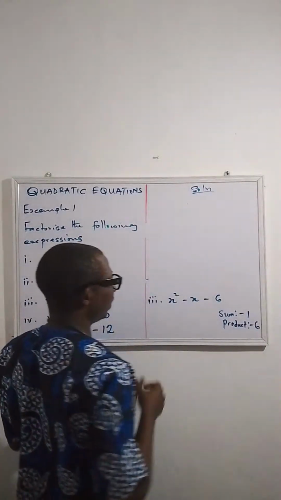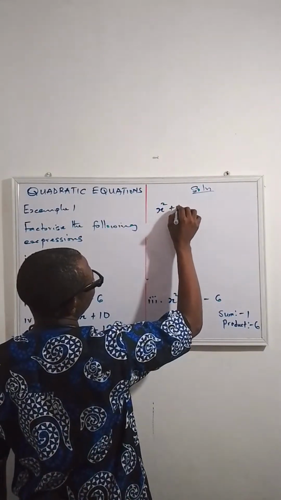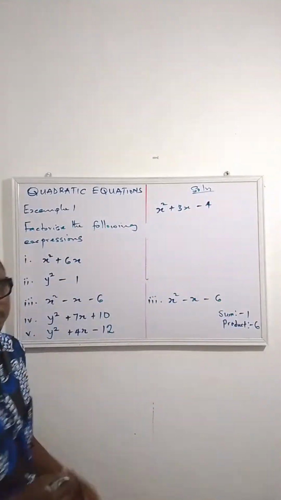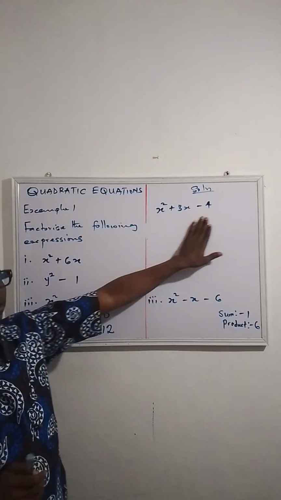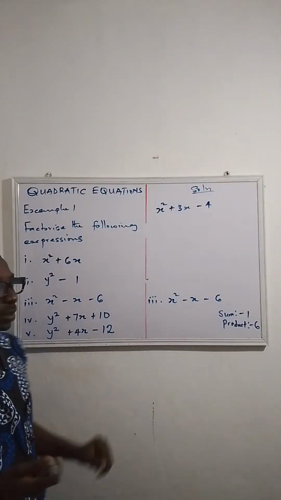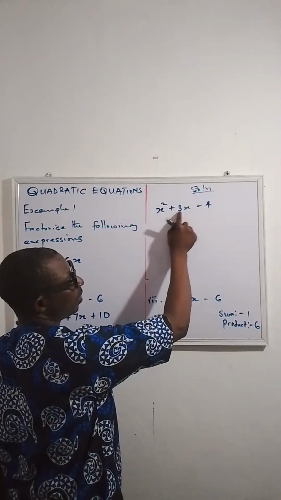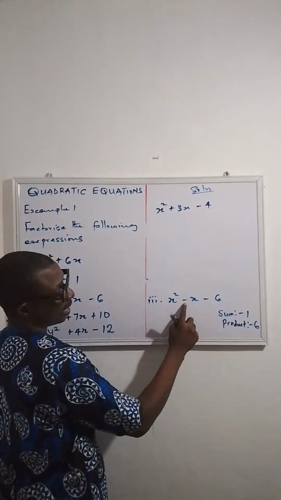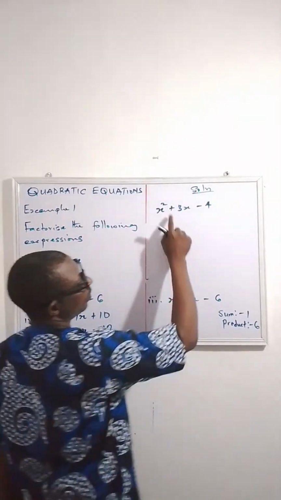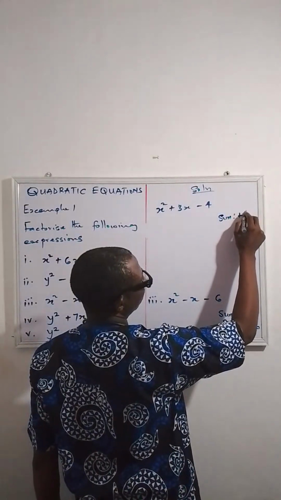Now we're going to identify the sum and product. Look at this: x squared plus 3x minus 4. If I want to solve this, the first thing is to check for the sum and product. Now what do I call the sum? The sum is the coefficient of x, the number beside x. Just like what I have here, the number beside x is minus 1. So we write the sum to be plus 3.